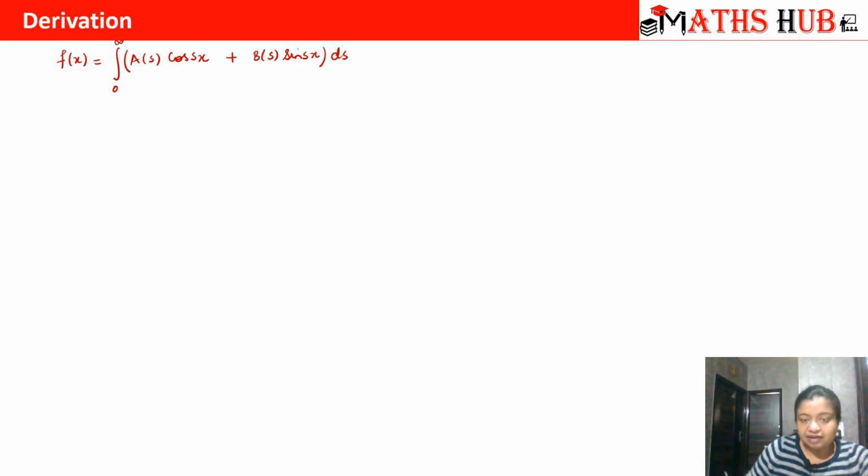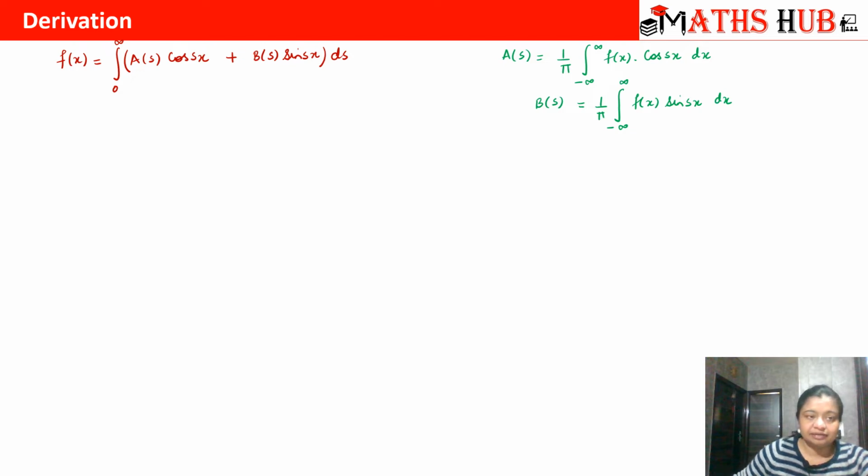Now let me quickly write the values of A(s) and B(s) also for you. A(s) is basically 1 by pi times the integral from minus infinity to infinity of f(x) cos sx dx, and B(s) is 1 by pi times the integral from minus infinity to infinity of f(x) sine sx dx, right?